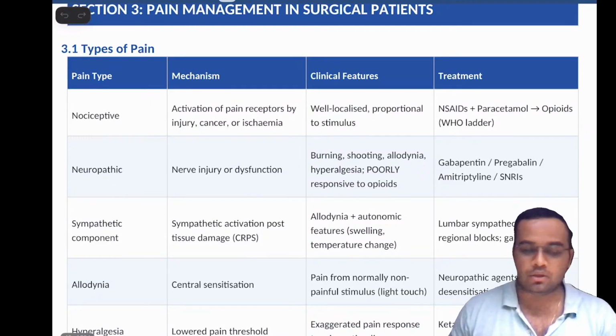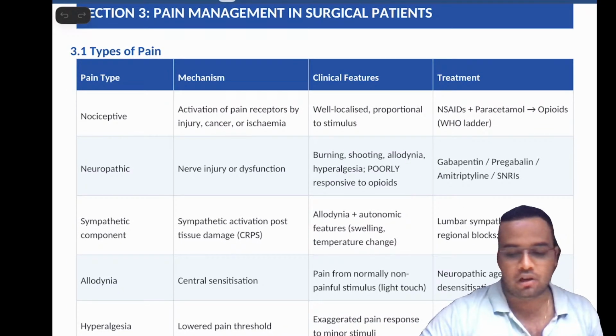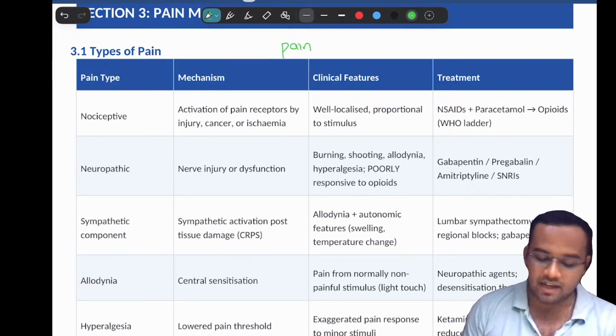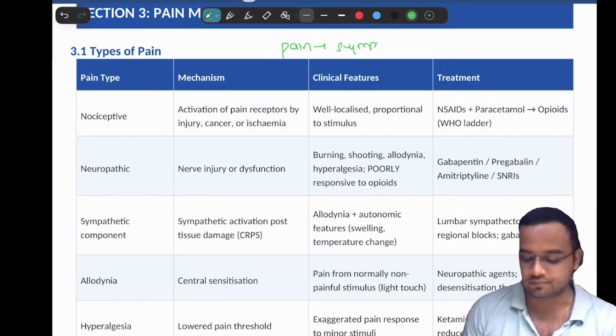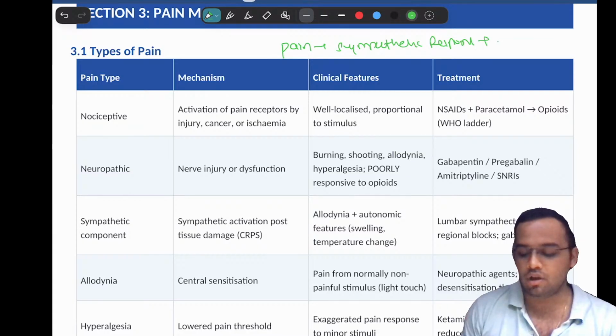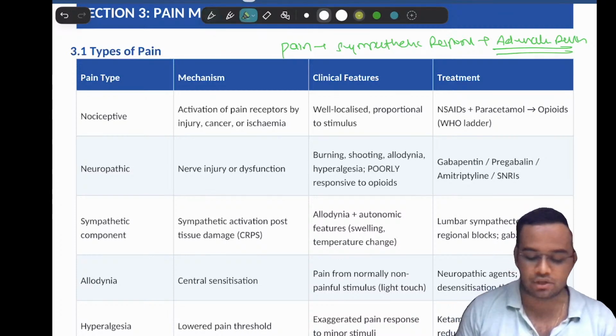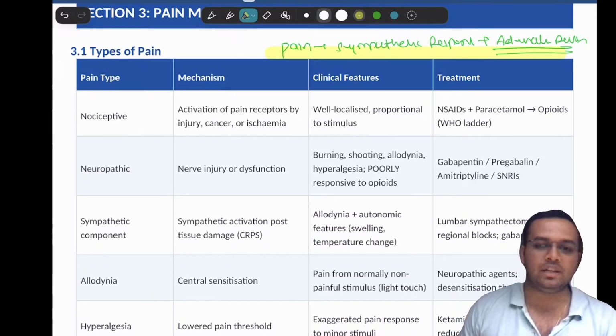Whenever we saw the ERAS protocol, whenever we saw metabolic response to injury, we saw that pain is going to trigger a sympathetic response and cause an adrenaline rush. So for any smooth recovery of the patient, pain should always be controlled. First you need to know what the types of pain are.